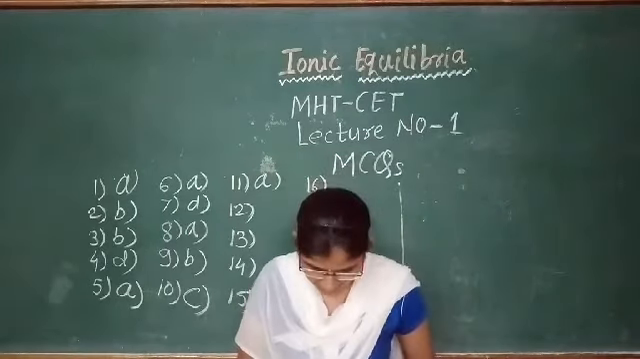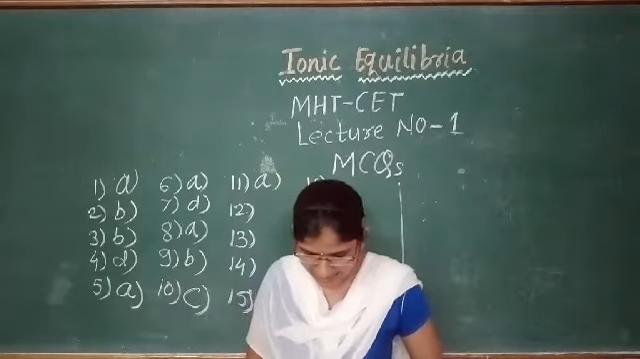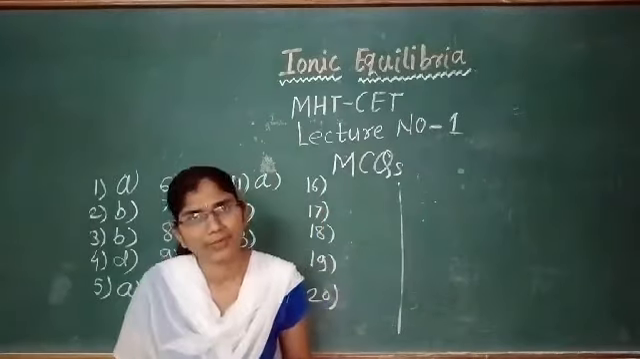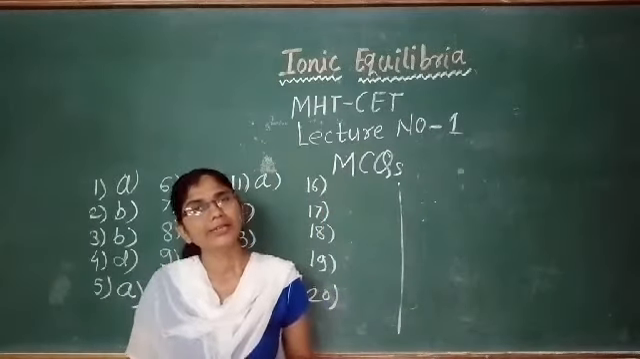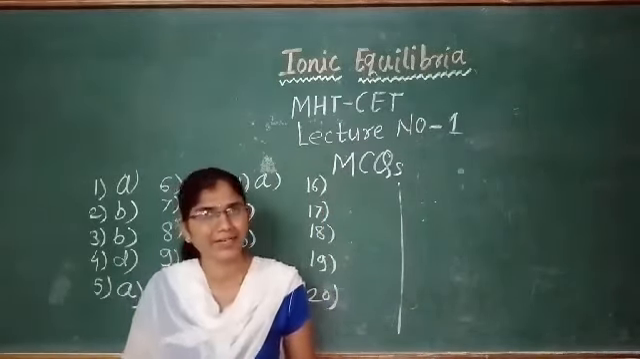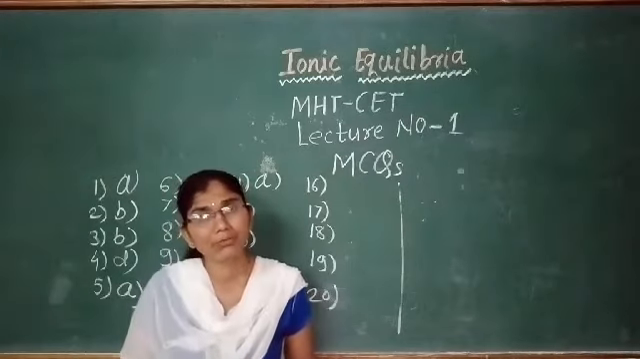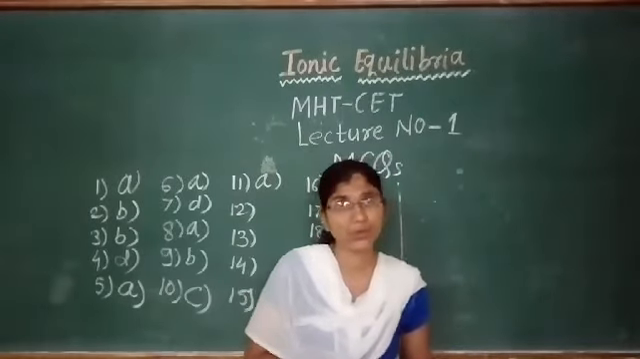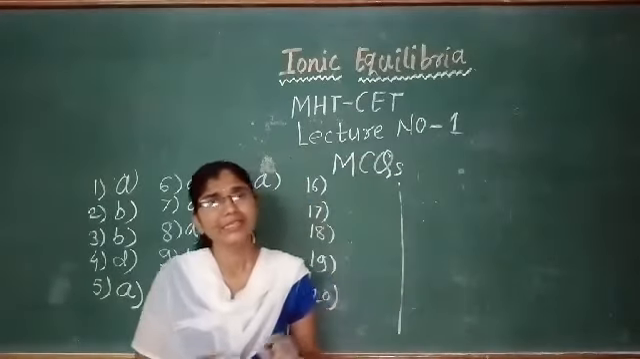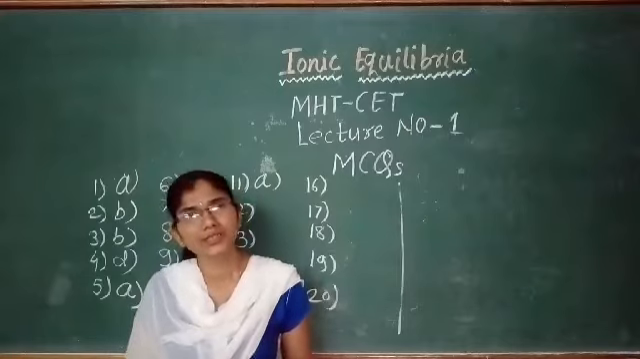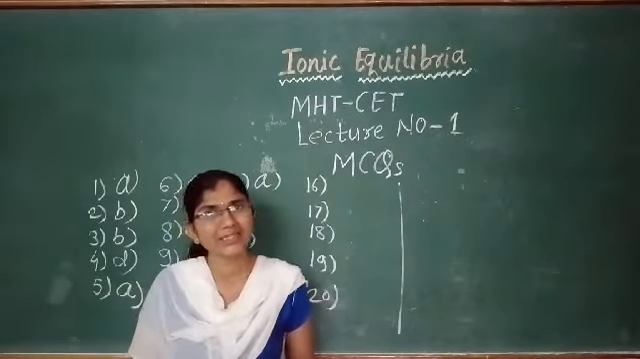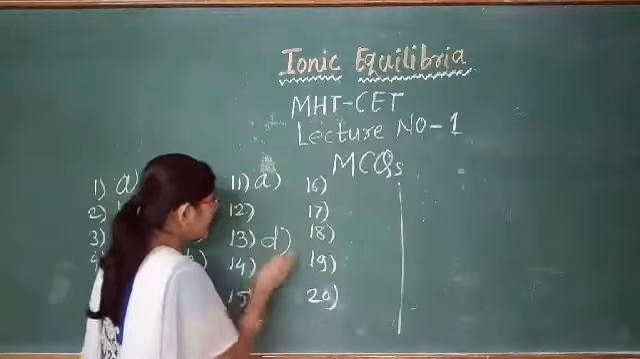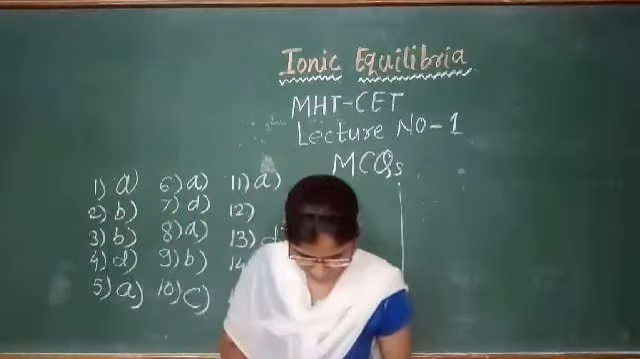Then, the liquid used in automobile batteries is an applicable question on acids. We know the liquid used in an automobile battery is dilute sulfuric acid, so you have to remember this. So option D is correct for the 13th question.